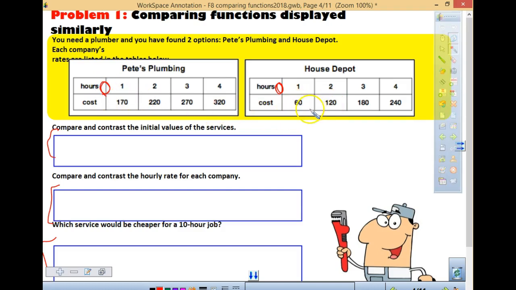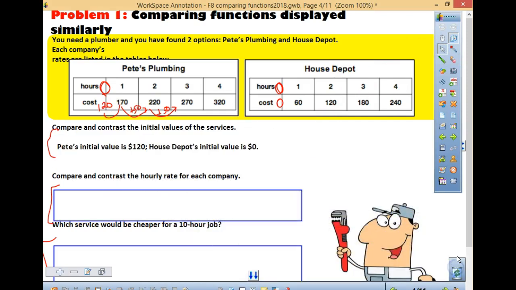What does it look like House Depot is going up by each time? By 60. So at 0, what do we expect the initial value to be? 0. Here, at Pete's Plumbing, how much is it going up by each time? By $50, right? We're adding 50 each time for each hour. So if we go back 50, Pete is charging us initially for 0 hours, 120. So the first thing it asks us to do is compare their initial values of service. Pete's initial is 120. Please write down, House Depot is 0.